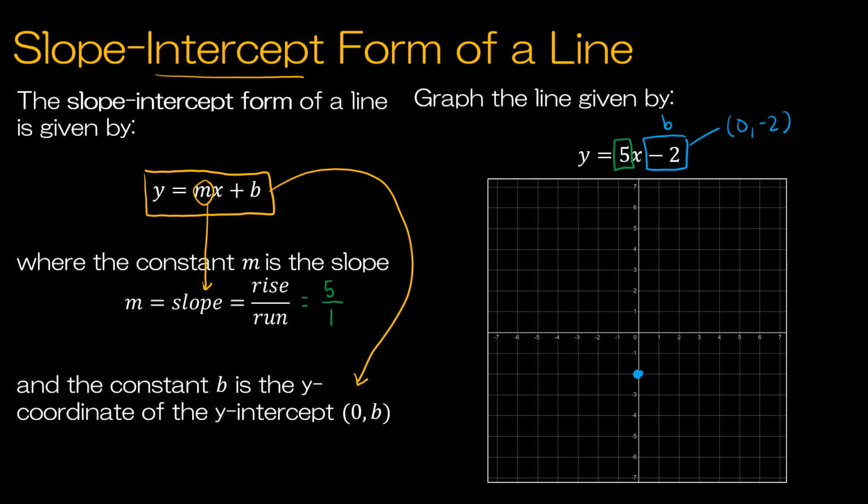So I can do a rise of 5, so 1, 2, 3, 4, 5, and a run of 1. And I could do that again, 1, 2, 3, 4, 5. I'm off my graph, but it would be somewhere up here. Or just as I did last time, that's the same as -5 over -1. So 1, 2, 3, 4, 5, and to the left 1. And I can see that this is now the graph of my equation.